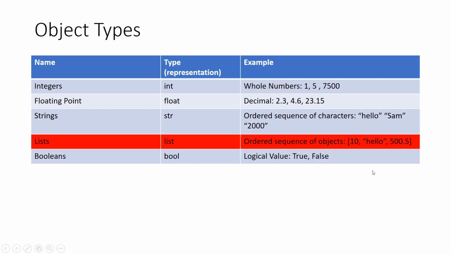Lists are ordered sequence of objects, again I'm repeating that, such that we can save multiple elements, and the way we can identify lists is by using these square braces. These elements could be of any type. For example, in this case, you can see 10 is an integer, hello is a string, and then 500.5 is a floating point. We can also save logical values like the booleans as list elements.